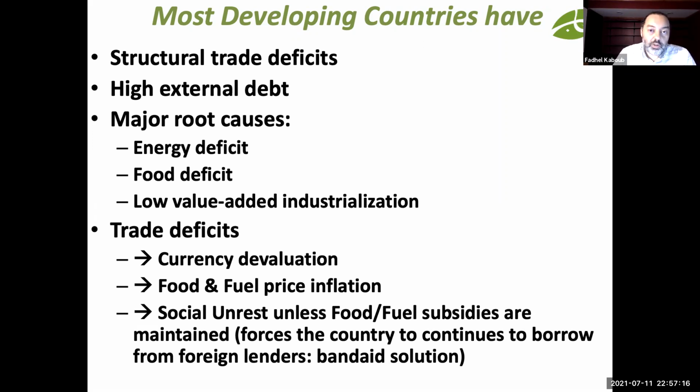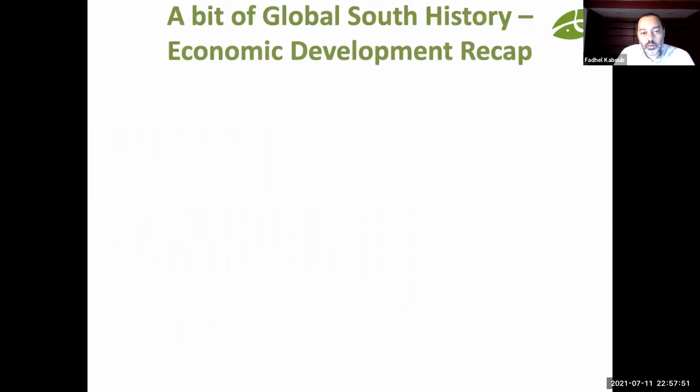Otherwise, what most developing countries do is you end up with the central bank or the Ministry of Finance borrowing dollars or euros or British pounds in order to stabilize the exchange rate, in order to provide food and fuel subsidies to essentially finance that external imbalance. And these, as I will argue later, are band-aid solutions. They don't address the root causes of that inflation problem or the external debt, but they simply apply temporary measures to stabilize the exchange rate and as a result accumulate even more external debt over the long term.